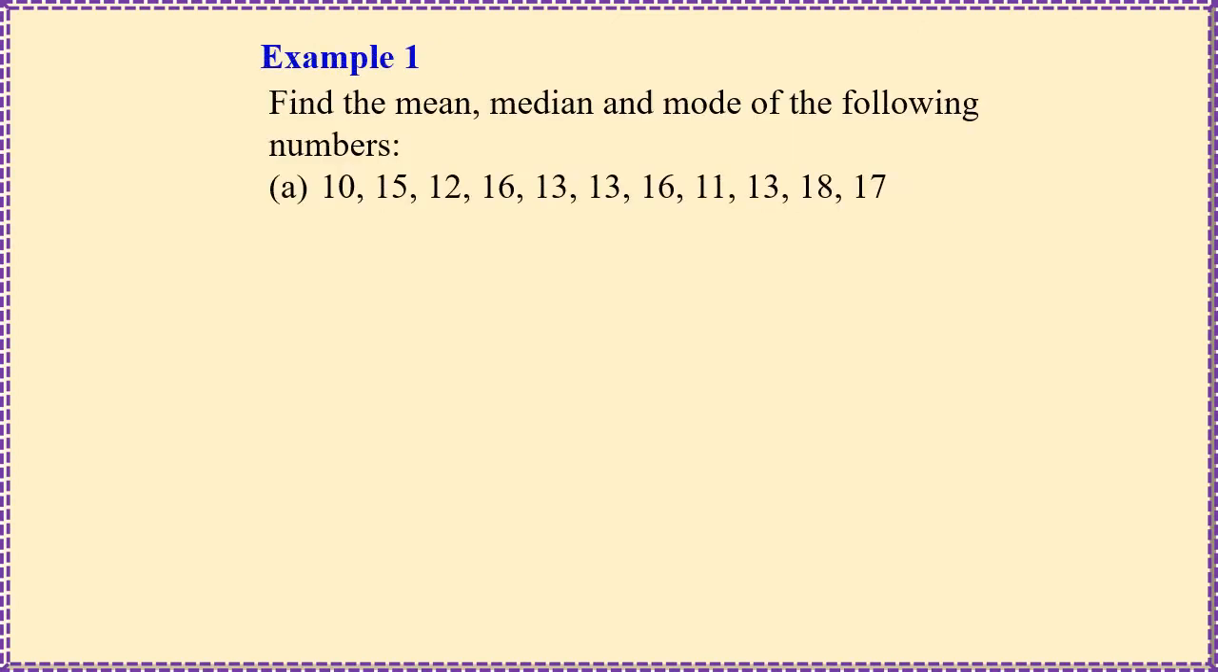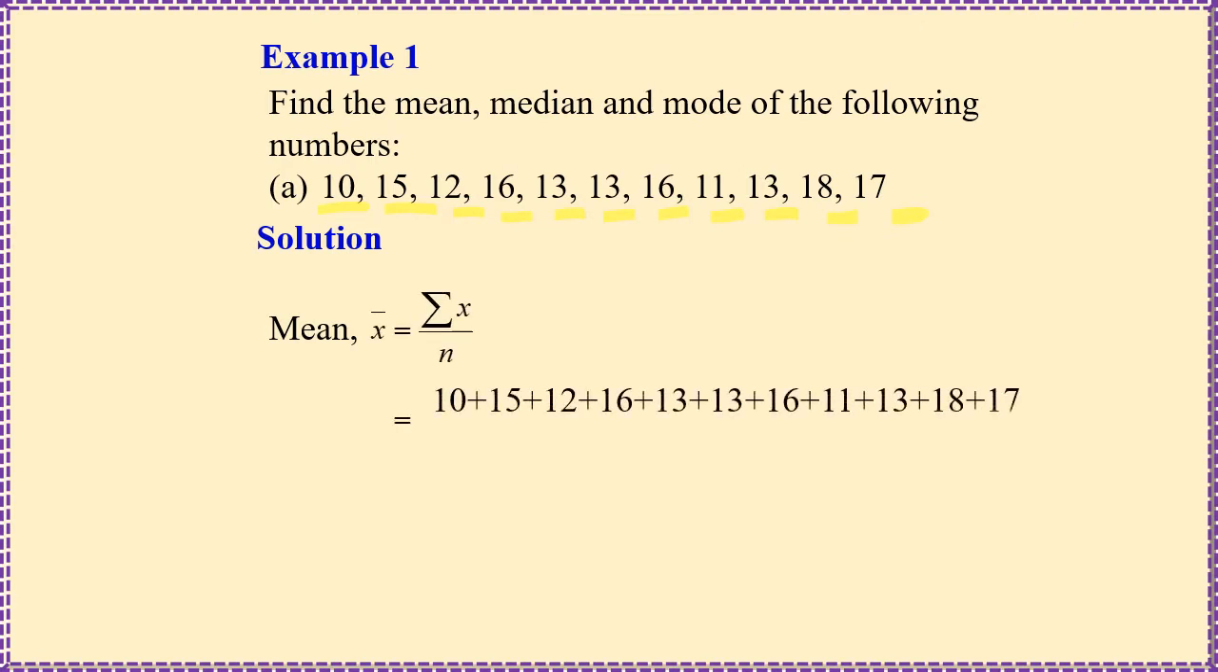Okay, so let's see this example 1. Find the mean, median, and mode of the following numbers. So we need to find these three for the following numbers. For data A, we have how many numbers? 1, 2, 3, 4, 5, 6, 7, 8, 9, 10, 11. So we have 11. To find the mean, we just have to find the total of the data and then divide by 11. We can just use a calculator and find the average, which is equal to 14. Okay, so this is how we do it manually.